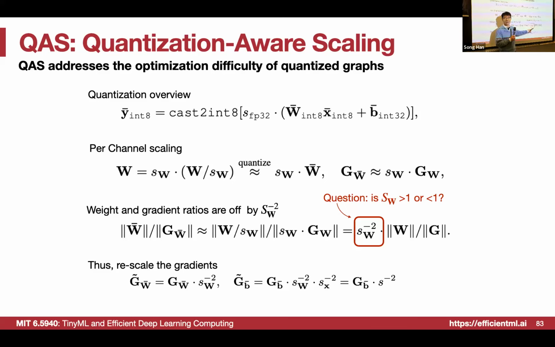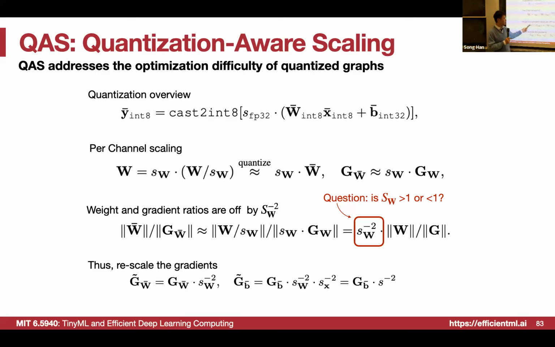So you immediately see this mismatch. The question is, is this larger than 1 or smaller than 1? The SW here. So this is the quantized weight from -128 to +127, and becomes a scaling factor projected to somewhere around 1. So this is something much smaller than 1. So the power of -2 becomes something much larger than 1.